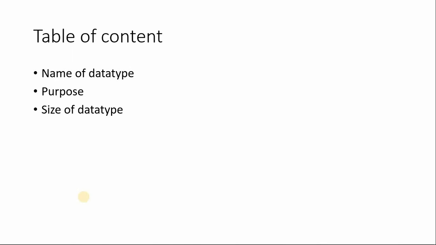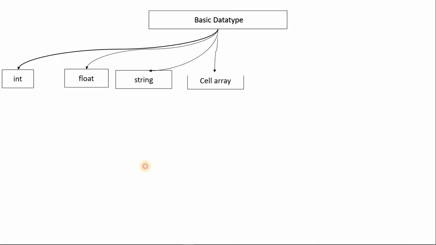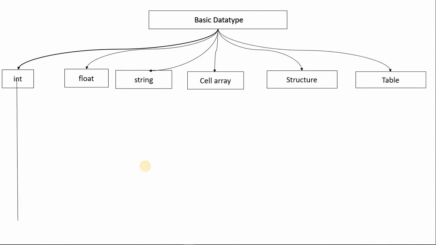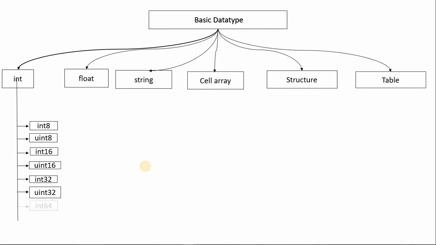Let's discuss the data types in MATLAB. In this tutorial, I give you the names of the data types, the purpose of data types, and the size of different data types. First of all, some of the basic data types are integer, float, string, cell array, structure, and table. Integer is also divided into different sections: int8, uint8, 16, up to 64. Float is divided into single precision as well as double precision.